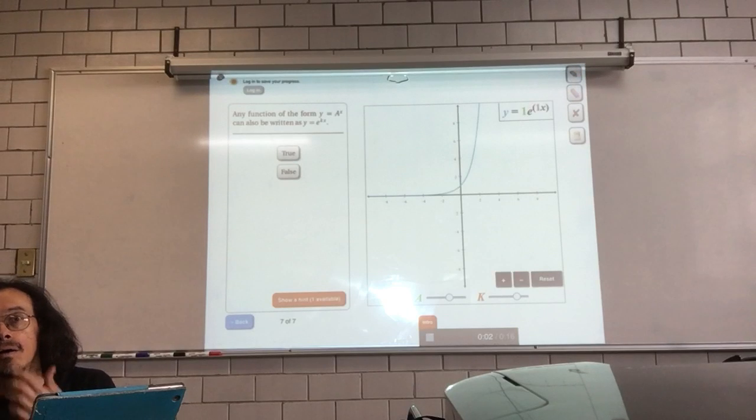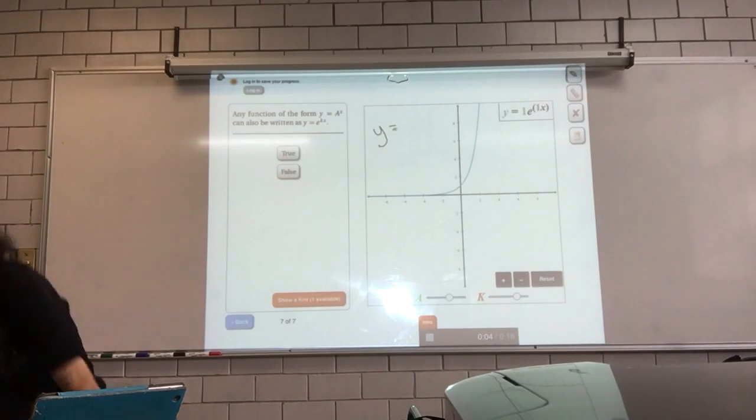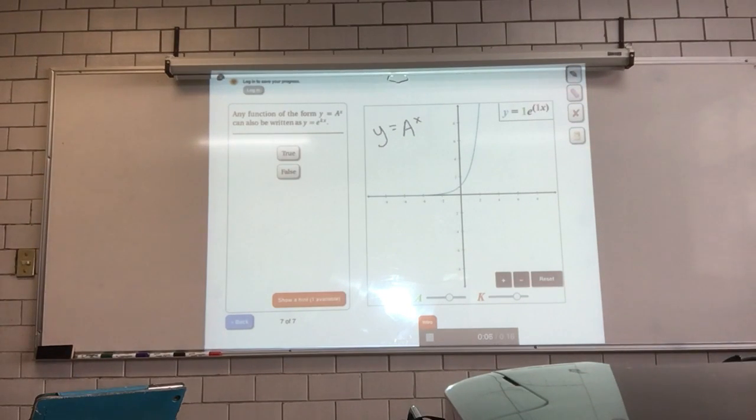Okay, last question, just to see if you were paying attention. Suppose you have a function y equals a to the x. Is it possible to rewrite this function as y equals e to the kx for some value of k? A ver, si cualquier función de forma y igual a la x, ¿puede cualquier función de esa forma escribirse también como e a la kx?